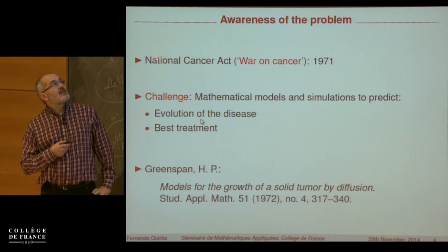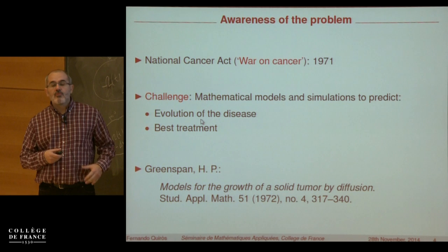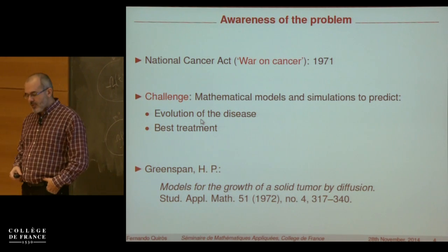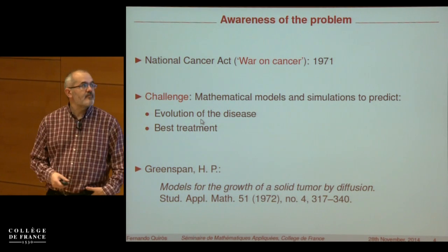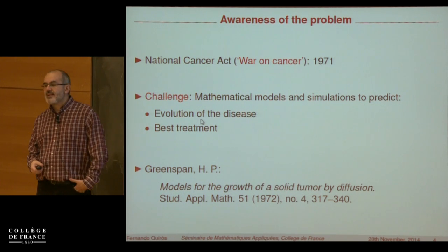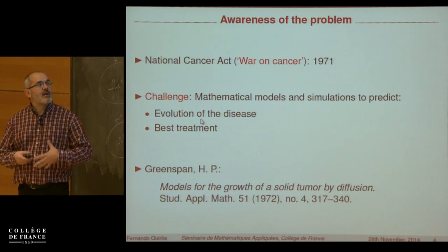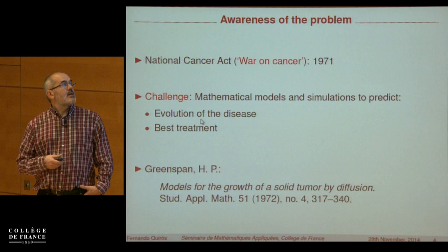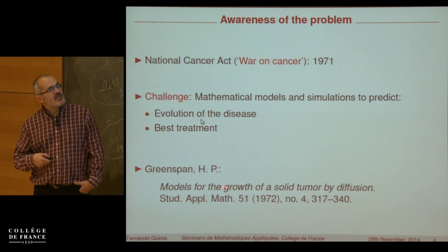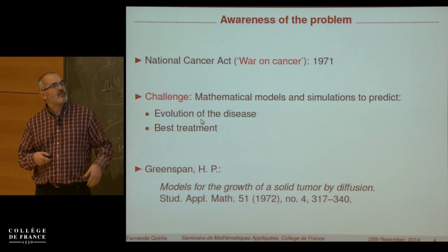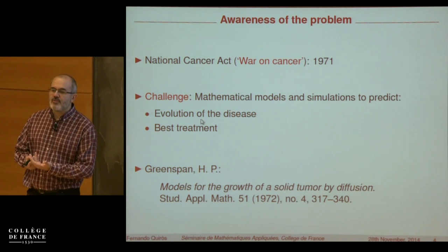And maybe the National Cancer Act, which was signed by the then President of the United States in 1971, was a kind of milestone in the war against cancer. And then a lot of money was put into research for cancer. For mathematicians, we have a challenge, and it's to develop mathematical models and simulations in order to both describe and predict the evolution of the disease and to predict what is the best treatment. A year after 1971, it may be a coincidence, but it may not, a guy called Greenspan produced the first diffusion model for tumor growth.